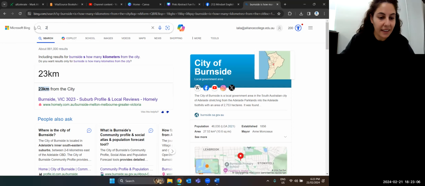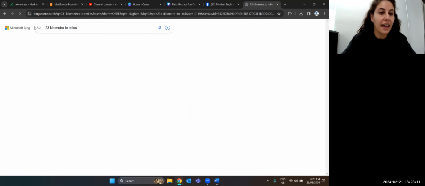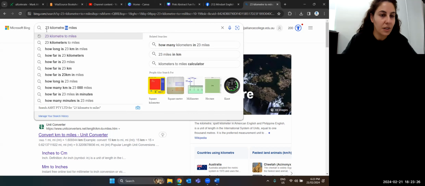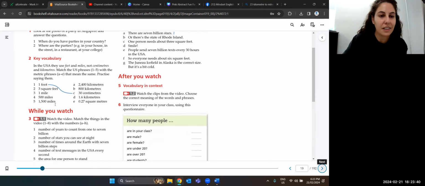Now in the USA, that 23 kilometers to miles, they would say 14 miles. So it's just a different type of measurement. They say 14 miles, we say 23 kilometers. To find the difference, you just put 2. You know, what is 23 kilometers in miles? Okay, so just know that we use centimeters and kilometers. But let's have a look at the conversion.